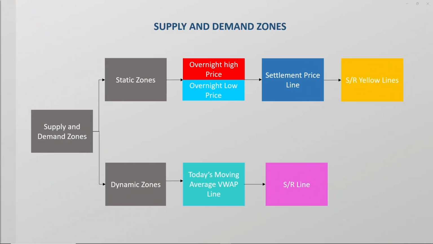There are two types of supply and demand zones: static zones and dynamic zones. The static zones are the overnight high and the overnight low, the settlement price, and the yellow support and resistance lines. In the dynamic zones, we have the moving average, or the VWAP, and then the magenta SR line. All of these lines will be explained in this lesson. Let's begin.